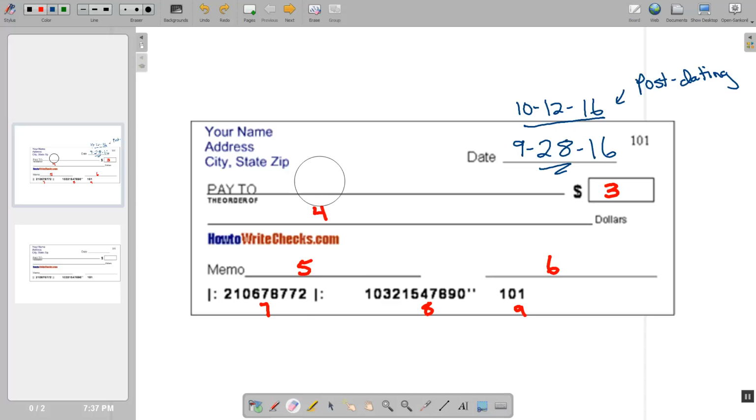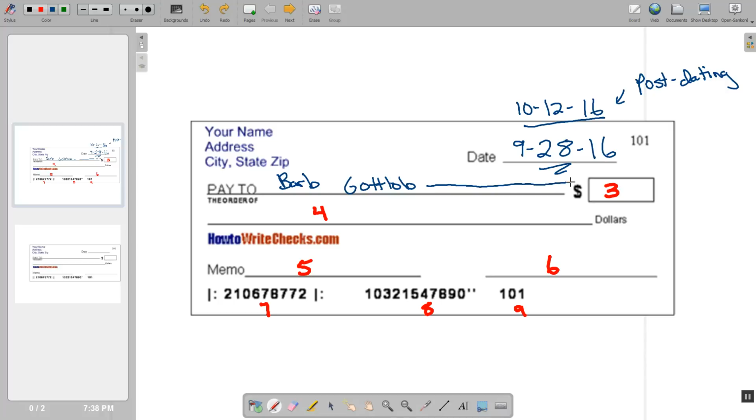The next line is paid to the order of. This is where you're going to write the name of the person that you're sending the check to. So let's say I'm sending this check to my landlord, which is Barb Gottlieb. And so when I write the check, I want to make sure that I write everything as far to the left as possible so that we can't insert another name.